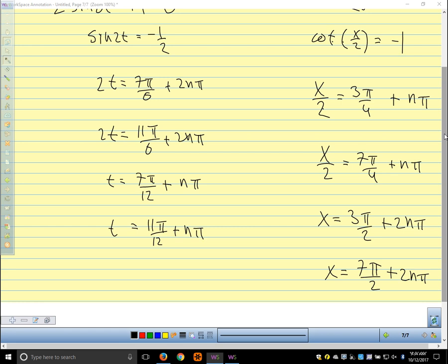So the only difference with multiple angle equations is this last step where you either have to multiply or divide by whatever your angle is being multiplied or divided by. The problem-solving procedure is exactly the same up to that point. All right, questions? Okay.